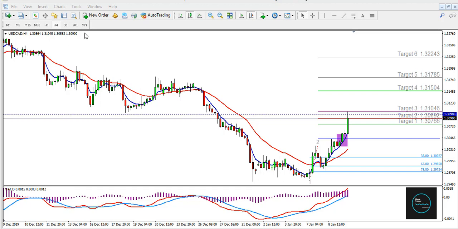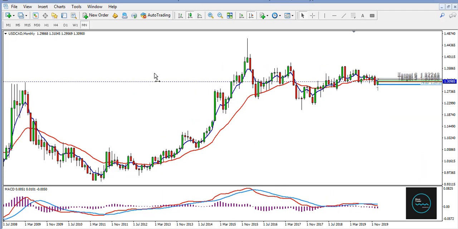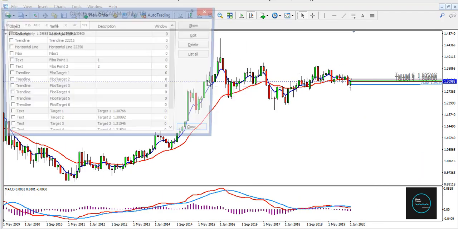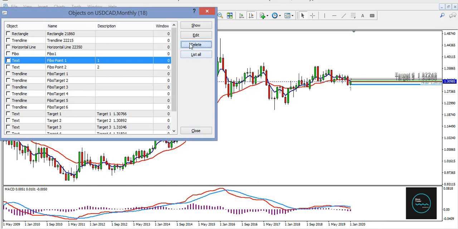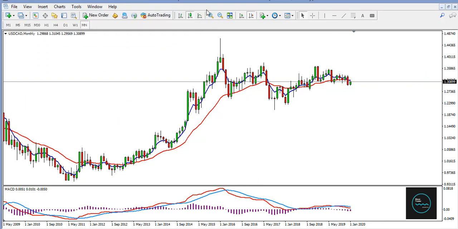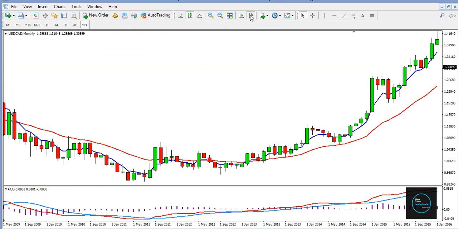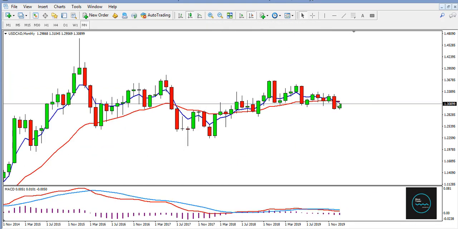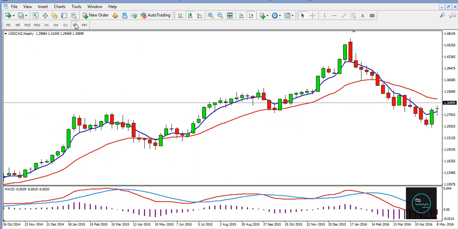So going to the monthly chart here, I'm just going to delete the calculation at first so that we can see what we need to see. On the monthly chart on the USDCAD, we are just getting off of a bounce on this area of support. MACD is quiet and trending along the waterline, so nothing spectacular is going on the monthly chart right now.